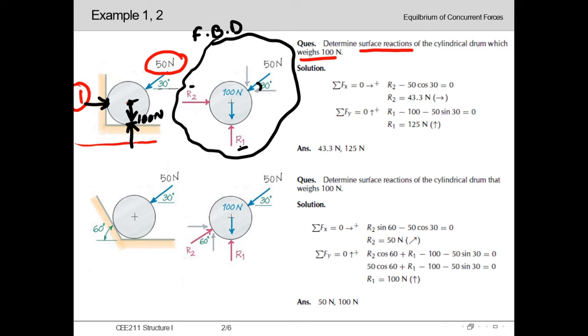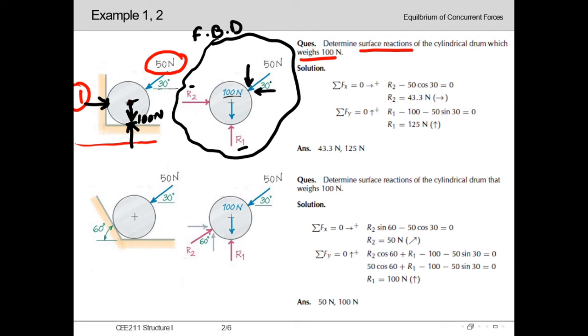And similarly, this R1 reaction is coinciding with the y-axis, so it will also not have any force component in the x direction. Same case for 100 Newton. This 100 Newton self weight is acting downward and coinciding with the y-axis, so it will also not have any component in the x direction. But as this 50 Newton is an inclined one, it will have two force components, one in the x direction and one in the y direction.